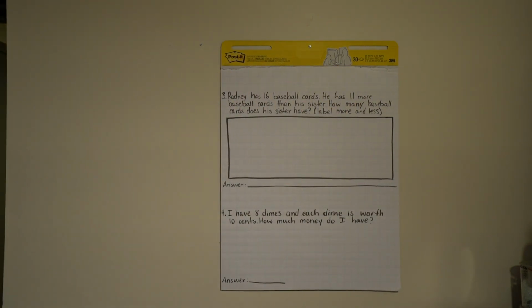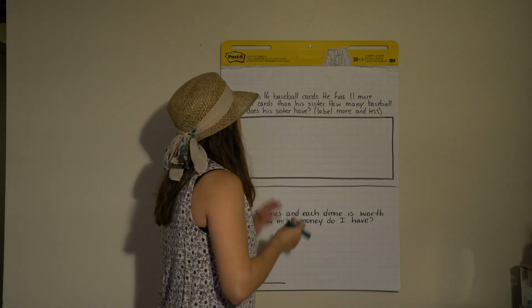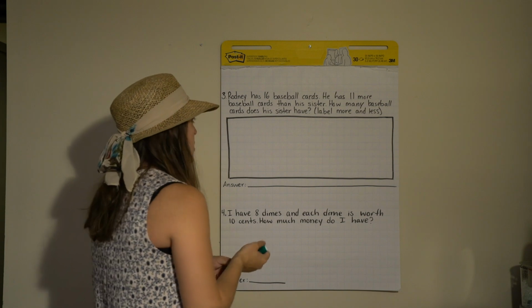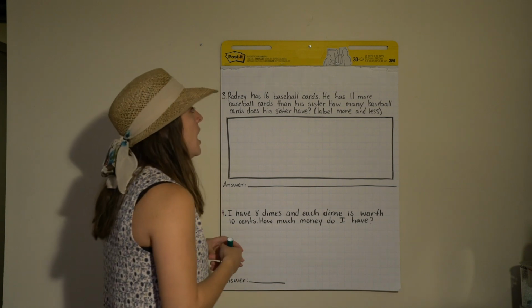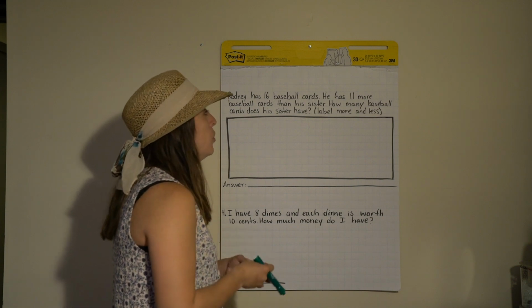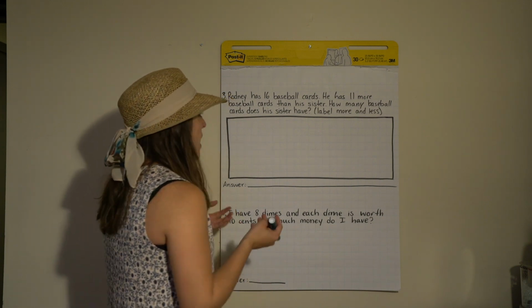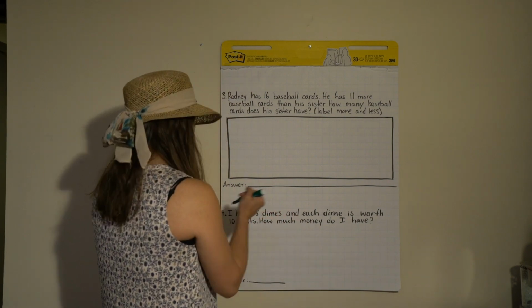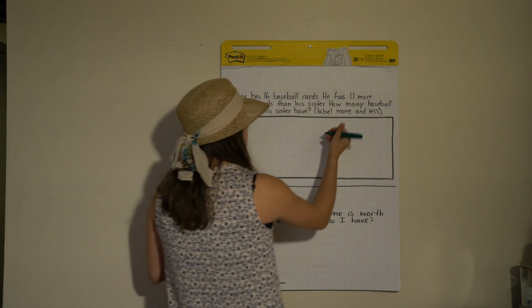All right. Rodney has 16 baseball cards. He has 11 more baseball cards than his sister. How many baseball cards does his sister have? Label more and less. So we haven't done one of these in a little while, so I'm going to do this with you. We're going to put a box here.